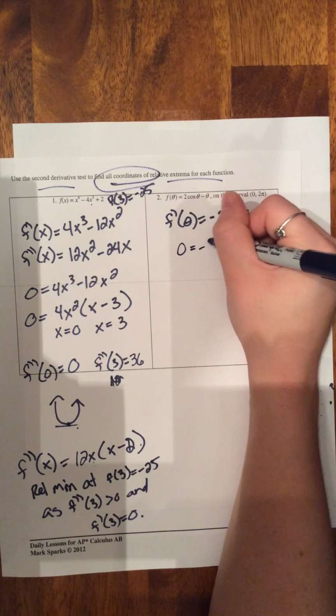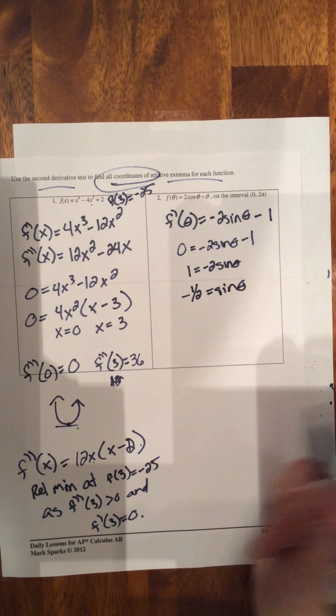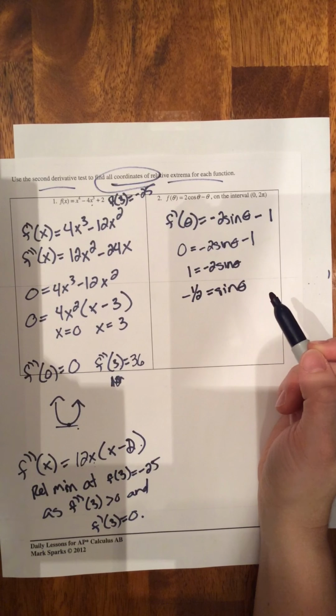I can add 1 to both sides. Divide both sides by negative 2. So I need to figure out where sine of theta equals negative 1/2.